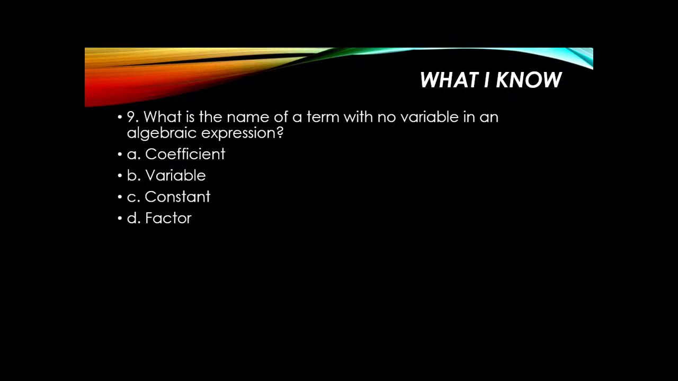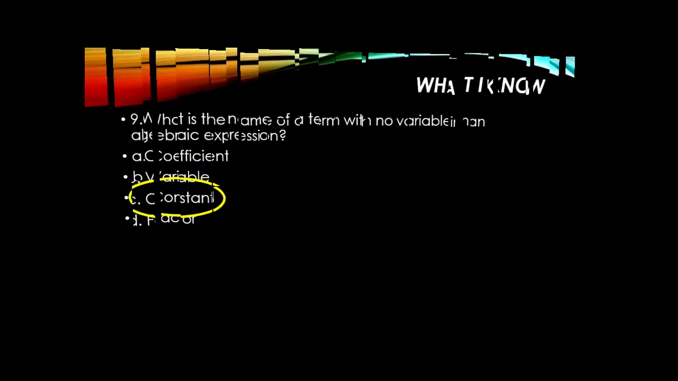Okay, number 9. What is the name of a term with no variable in an algebraic expression? Letter A, coefficient. Letter B, variable. Letter C, constant. Letter D, factor. Okay, the correct answer is letter C, constant. Okay. Basta wala gani variable, ang tawag ana is constant.